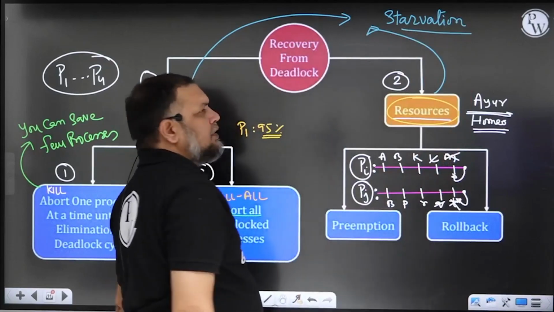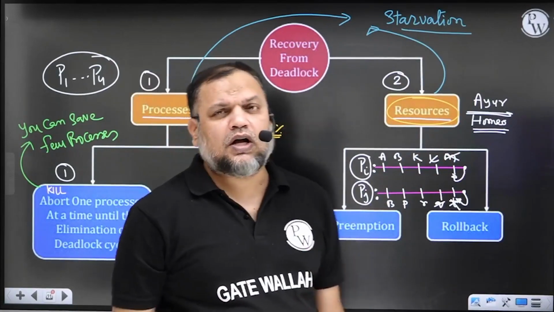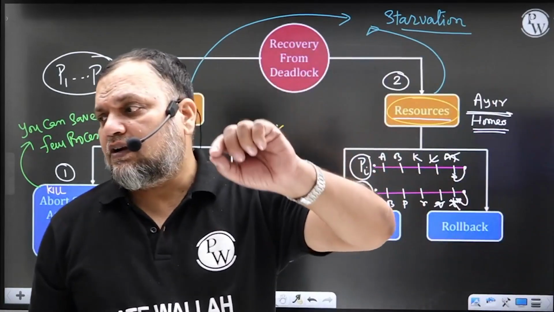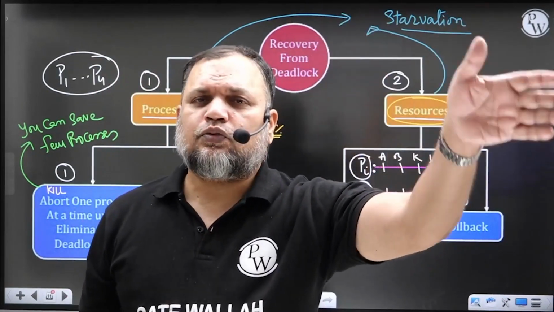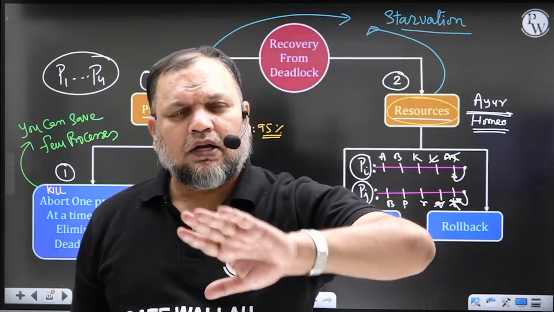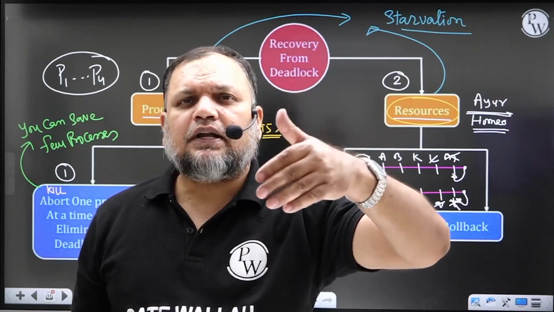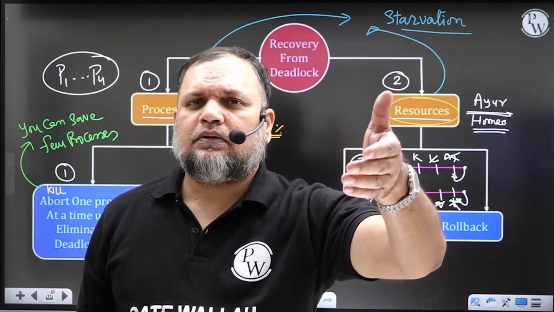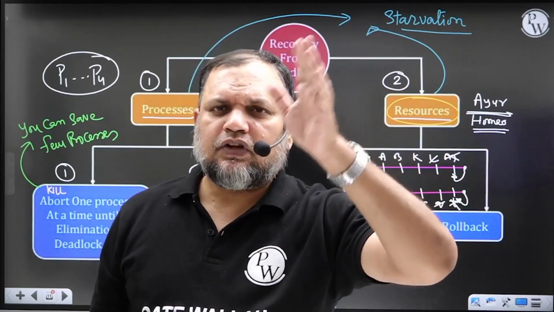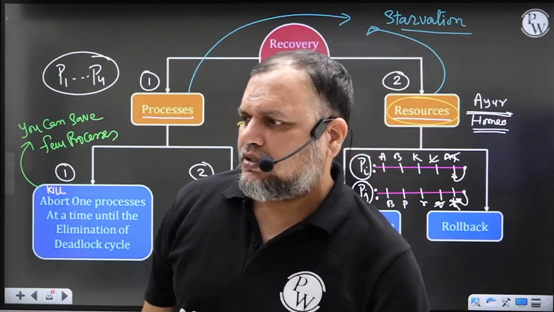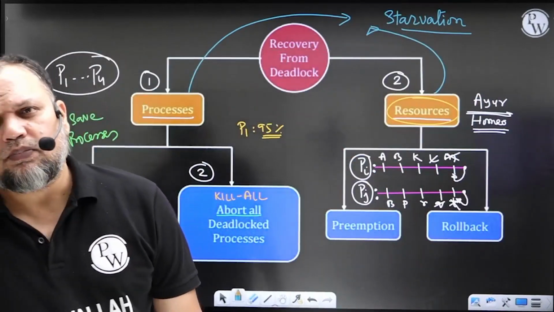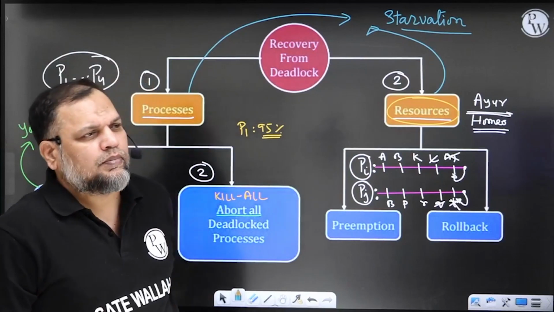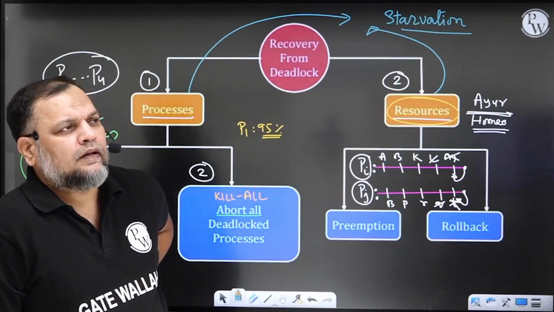So in deadlock detection and recovery also we can have starvation, because if a process is repeatedly getting preempted of its resources, or if a process is repeatedly getting involved in deadlock and getting killed, then such processes will starve to complete. So that's why starvation can happen with deadlock detection and recovery.